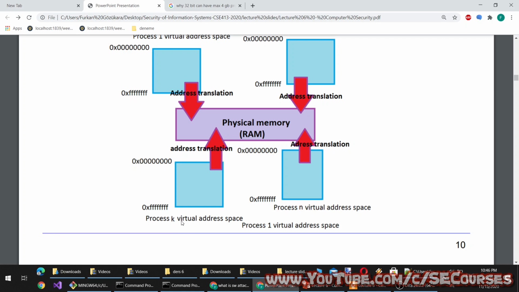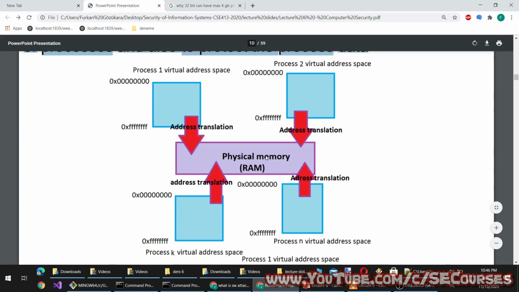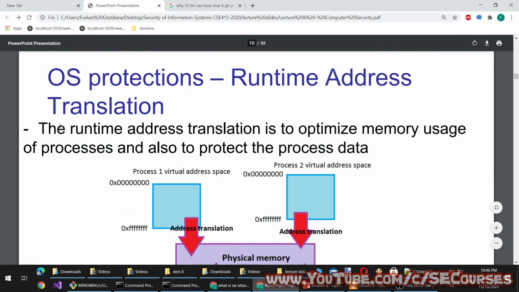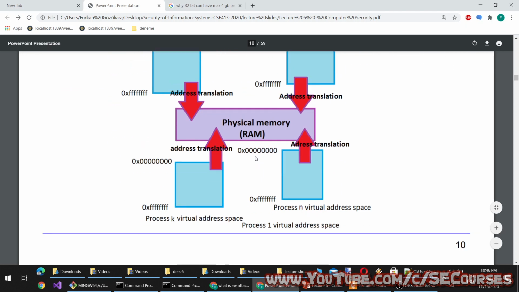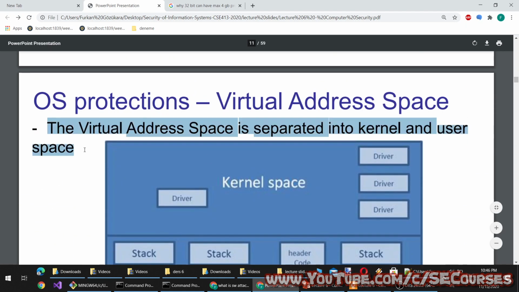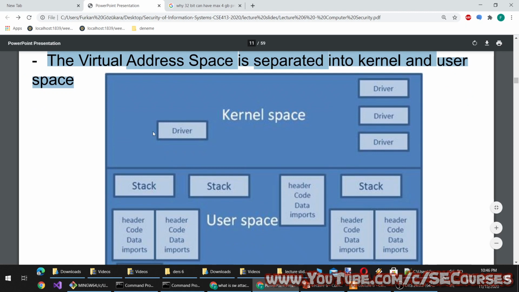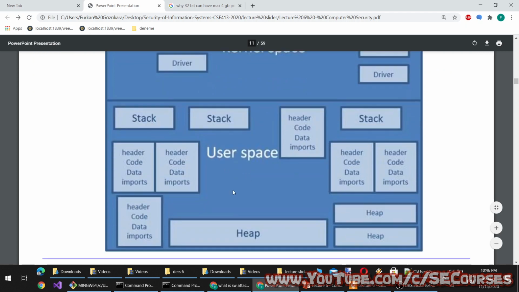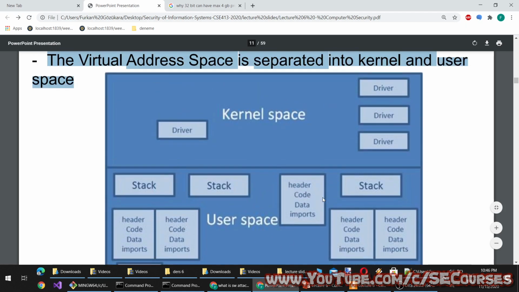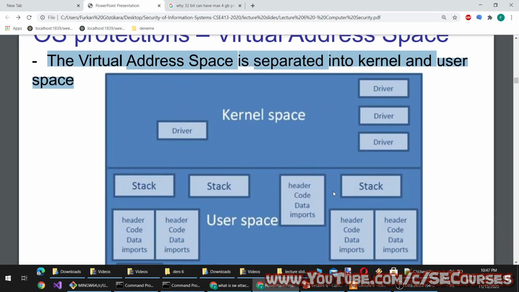And there is process n, virtual address space, and such. And this is done by the address translation. Okay. By the runtime address translation. The virtual address space is separated into kernel and user space. Okay, there is a kernel space. You see there are drivers, and there is user space. There are stacks, heaps, code, data, imports, and such. And there are also heaps of processes that are running in the user space.